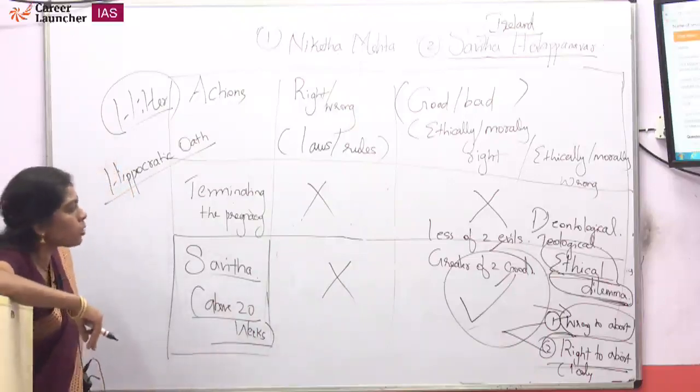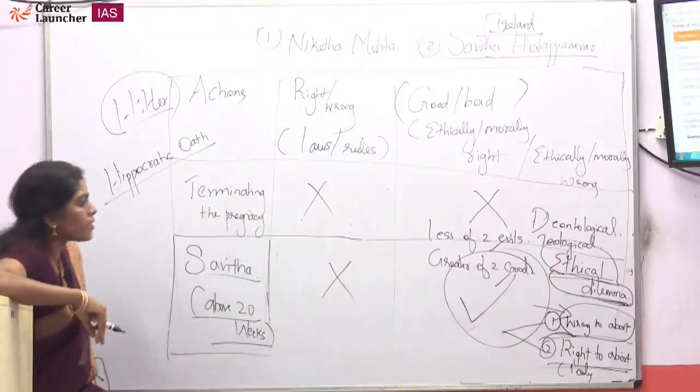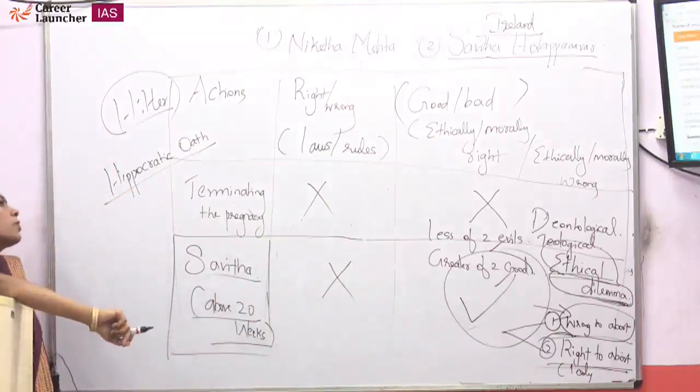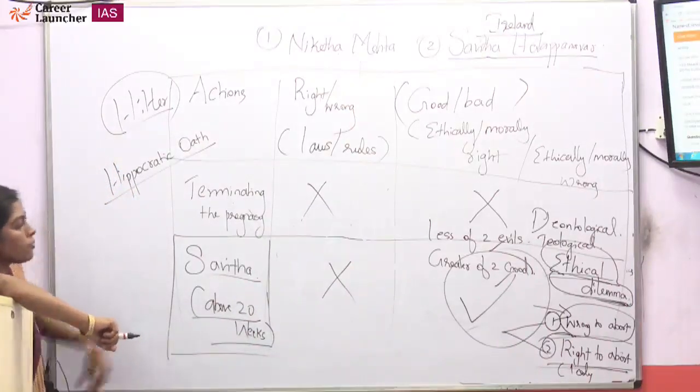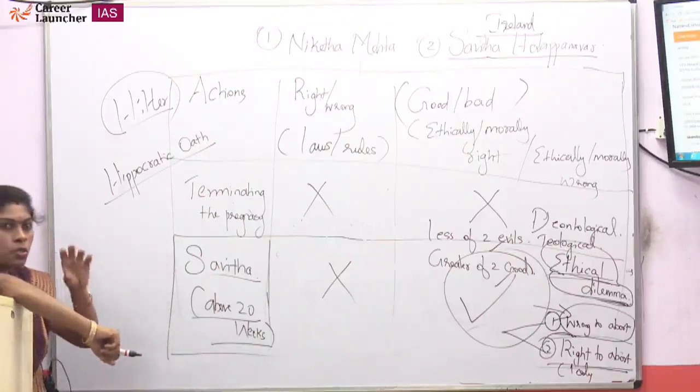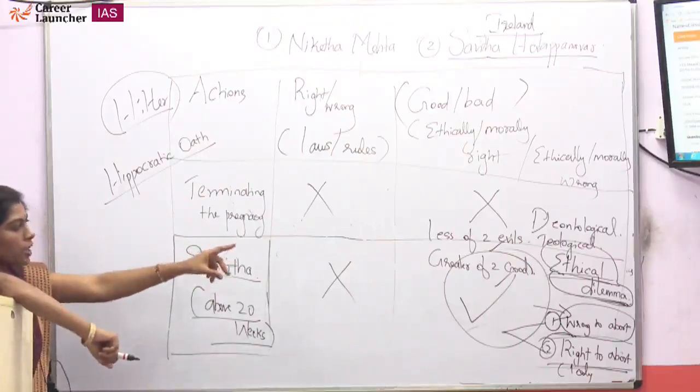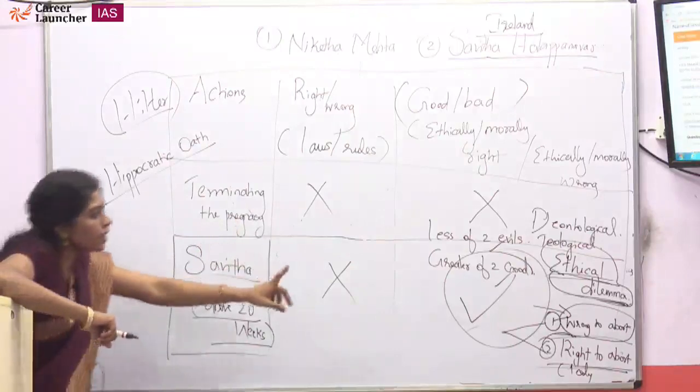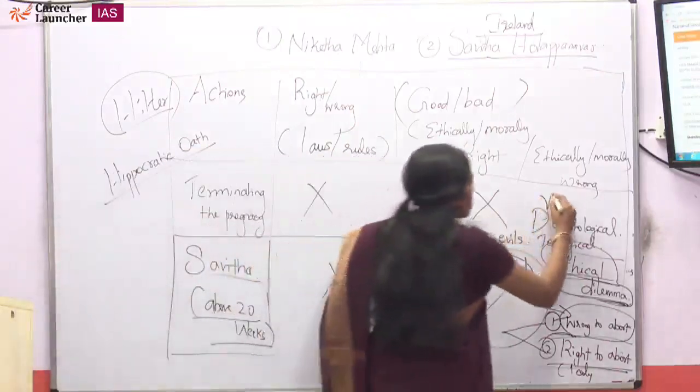Now we are discussing why it is ethically both right and wrong. We can go for both. So we are discussing an ethical dilemma. Whenever we are facing an ethical dilemma, we have to choose the right option based on two theories, particularly deontological ethics and teleological ethics. You can also add one more, virtue ethics.